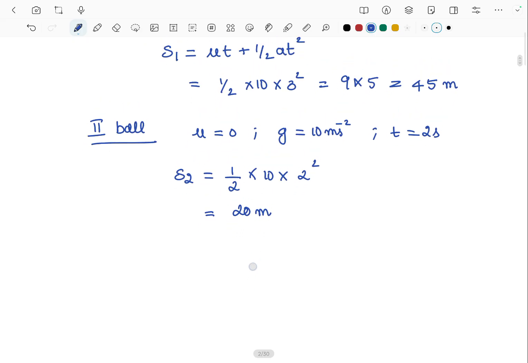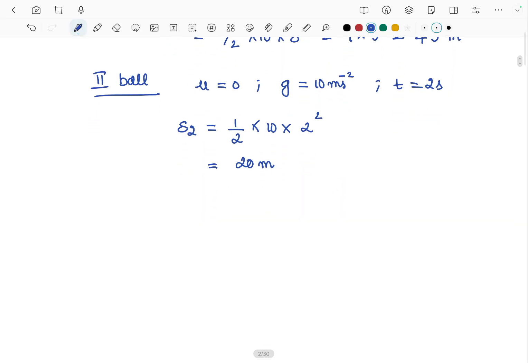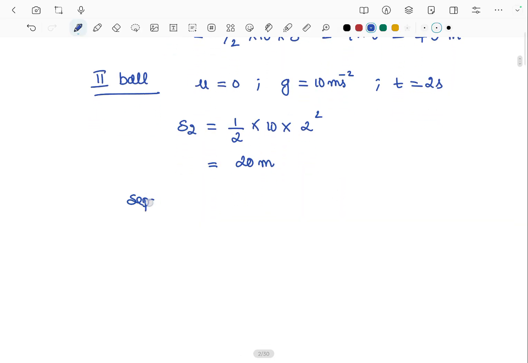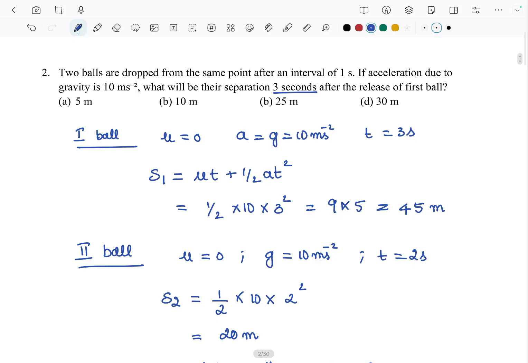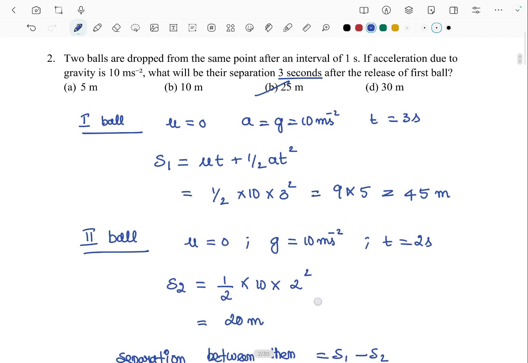Now we need to get the separation between them. Separation between them is S1 minus S2, which is equal to 45 minus 20, which is 25 meter. 25 meter, which is our third option, is right.